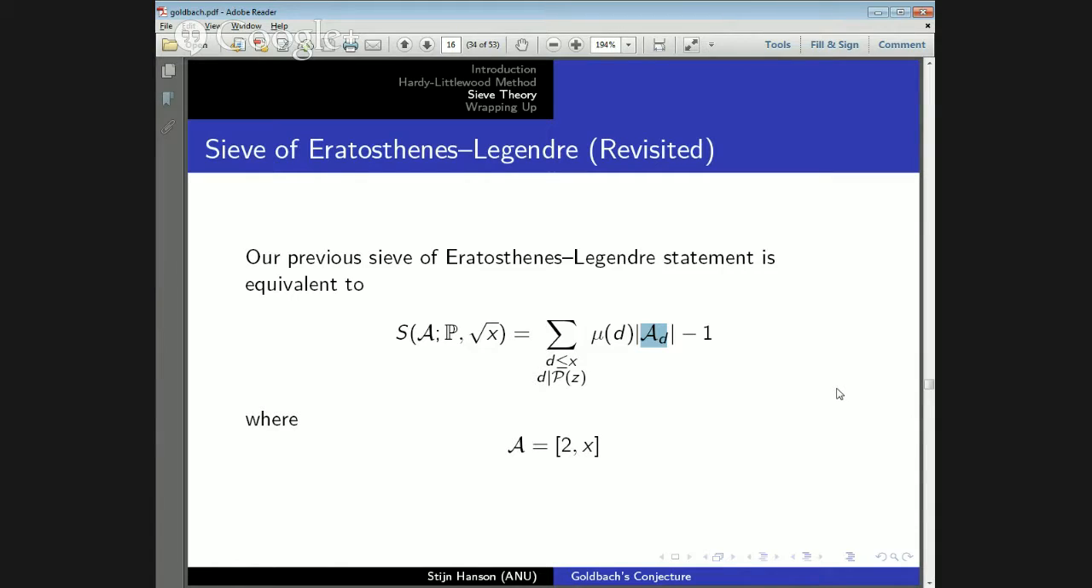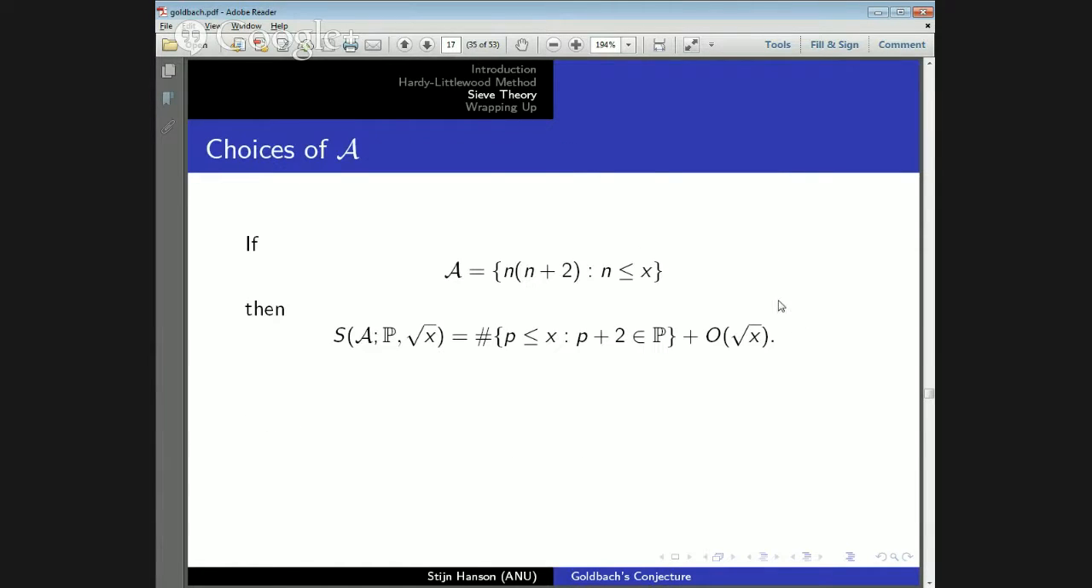So maybe we can use it for other things. What happens if we choose different A's, for instance? So if we have A being equal to the set of all n times n plus 2, where n is less than or equal to x, we get that the sifted set of A up to square root of x equals the number of primes less than or equal to x, such that p plus 2 is a prime, i.e. it gives us all the twin primes less than or equal to x. Well, almost.